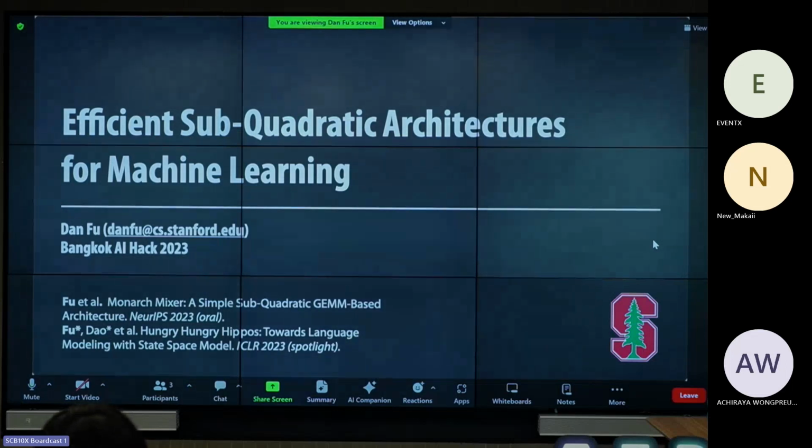Thanks so much for having me today. My name is Dan. Today I'm going to be talking about some new ideas we have in developing fundamentally more efficient architectures that are sub-quadratic in sequence length and model dimension.